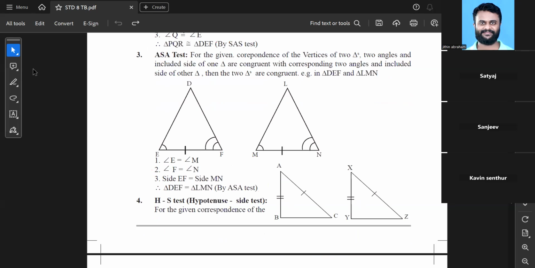The next one is ASA test. So logically speaking, A means angle, S means side. So ASA test means angle, side, angle, which means you need two angles and a side between them, like this. If this angle is congruent to this, this side is congruent to this, and this angle is congruent to this, and the side should be between those two angles, and the between sides are also congruent, then you can directly declare that these two triangles are congruent by ASA test. So far so clear?